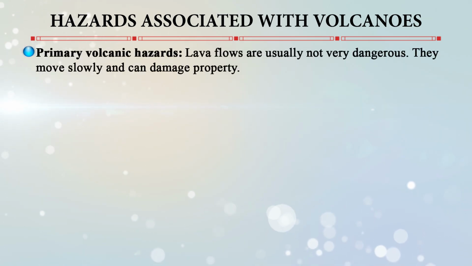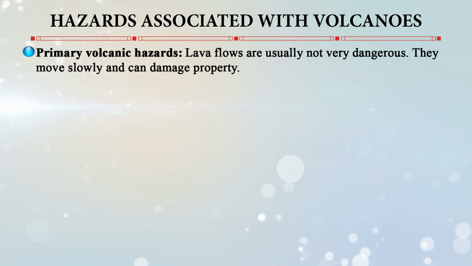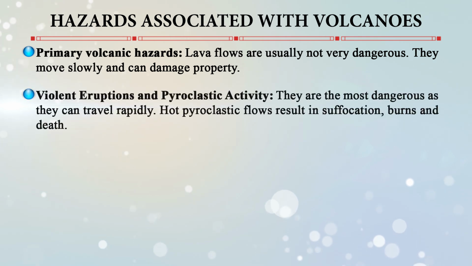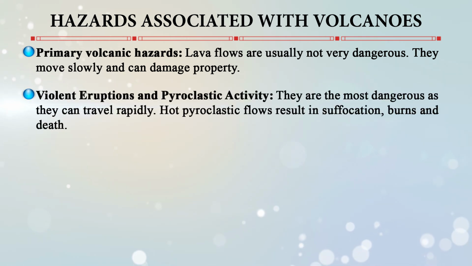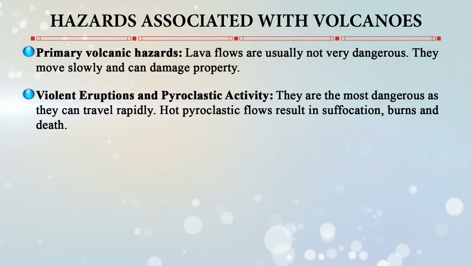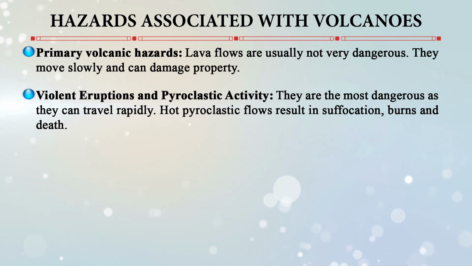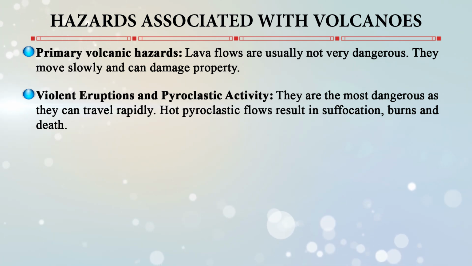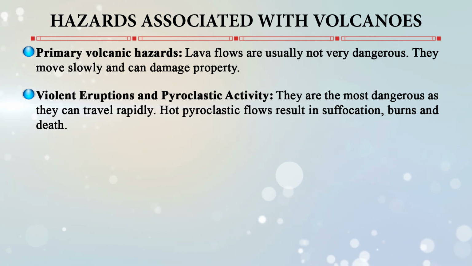Now, what are the hazards associated with volcanoes? Just like any hazard, you have primary, secondary and tertiary hazards associated with volcanoes. Primary volcanic hazards: lava flows are usually not dangerous. They move slowly and can damage property. There can be violent eruptions and pyroclastic activity. They are the most dangerous as they travel rapidly. Hot pyroclastic flows result in suffocation, and because of the heat they cause burns and death.